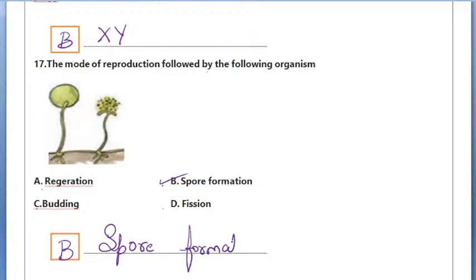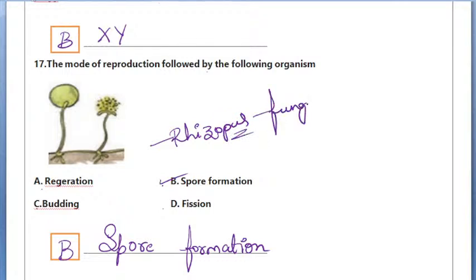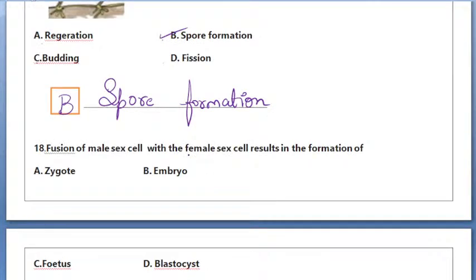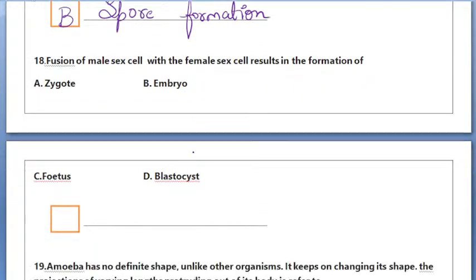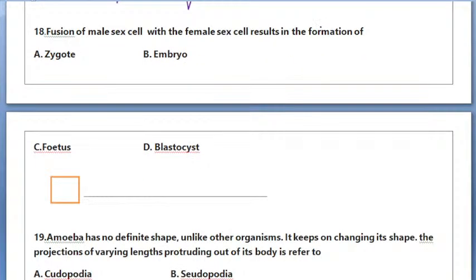What is the name of this structure? It is called rhizopus, children. Study more about this in class 10. We call this rhizopus, and this is a fungus. This will help in forming the spores. Clear? Yes.